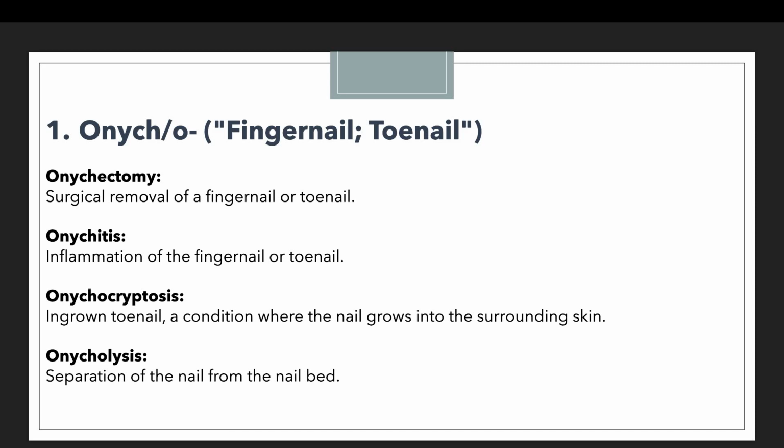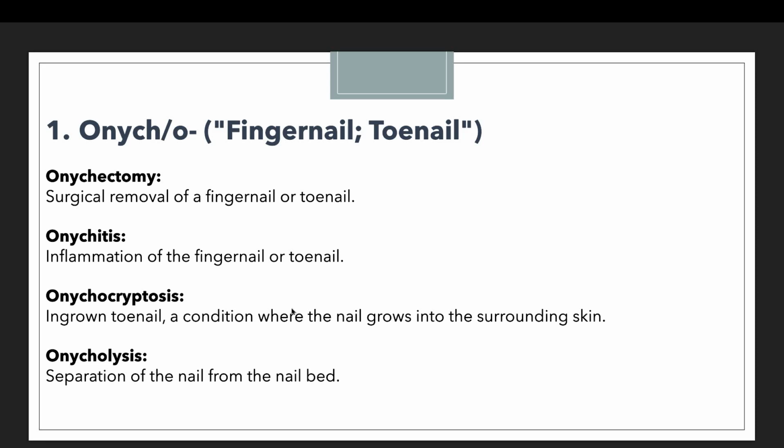Likewise, the fourth example is onycholysis. Now, onycholysis is used to denote separation of the nail from the nail bed. Maybe because of some issues, the nail is separated from the nail bed, then we denote this situation with the help of onycholysis. Okay, I think we are done with all the examples for the onic or onico prefix.